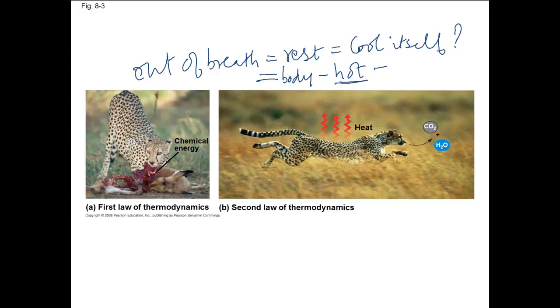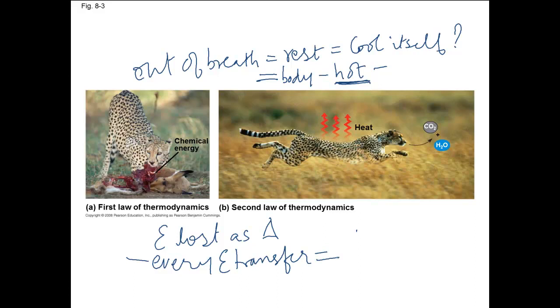Now, why did this happen? You burned up chemical energy, but why did your body get hot? The reason is that all that chemical energy was used up into kinetic energy by the muscles, and it helped the muscles of the legs of the cheetah move and run. In this process, wherein one form of energy is converted to another form, some amount of energy is lost as heat. So, every energy transfer leads to loss of some energy as heat.